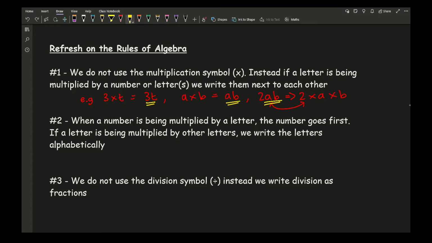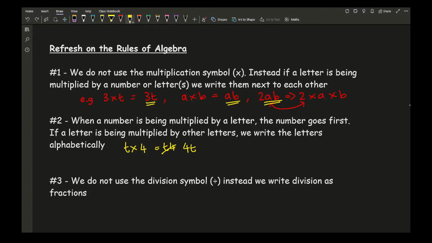So the quantity always comes first before the actual object, or in this case a letter. So here, if I wanted to do t times 4, then it wouldn't be t4. Instead, it would be 4t. So imagine you've got 3 buses, the 3 comes first.